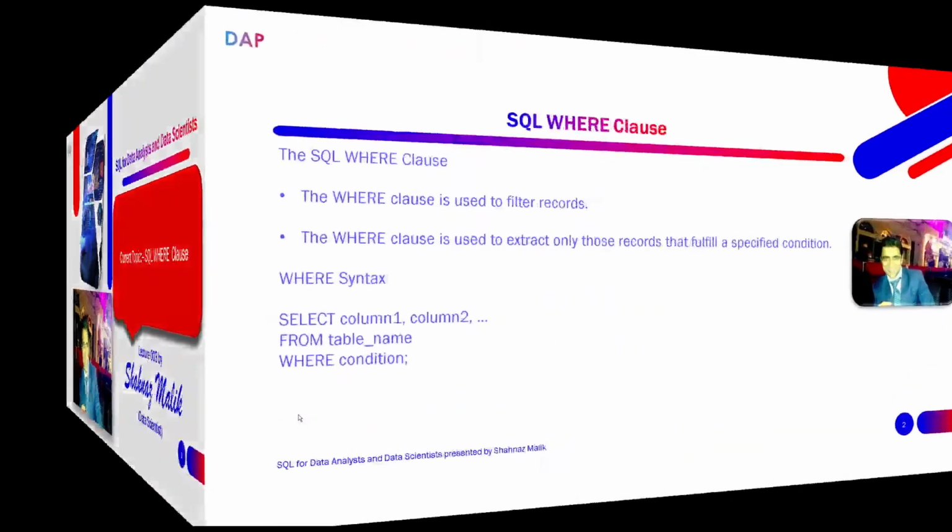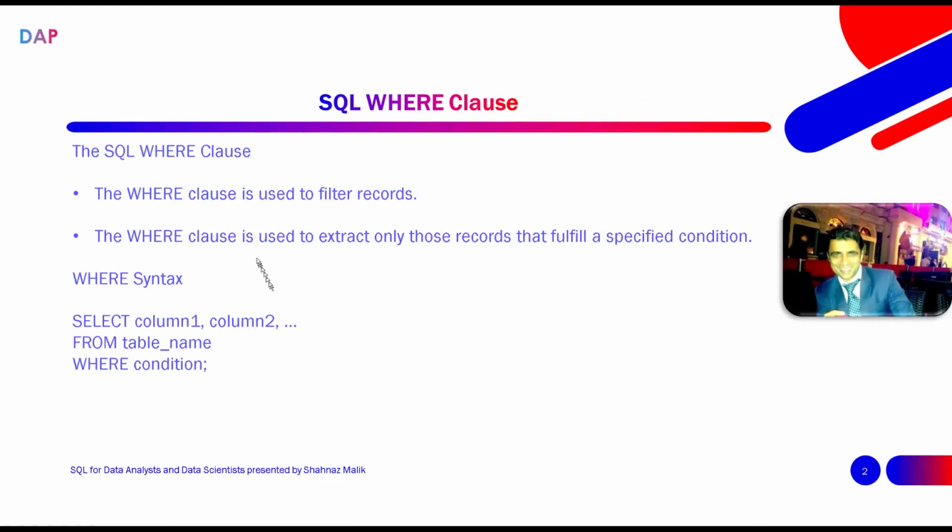So, to the point: the WHERE clause is used to filter records. It's used to extract only those records that fulfill your criteria or a specified condition. The syntax is simple. Until now we wrote SELECT, then the columns, and then the table we are requesting them from. But now, to filter records, we put WHERE, and then the condition. This is basically the syntax.